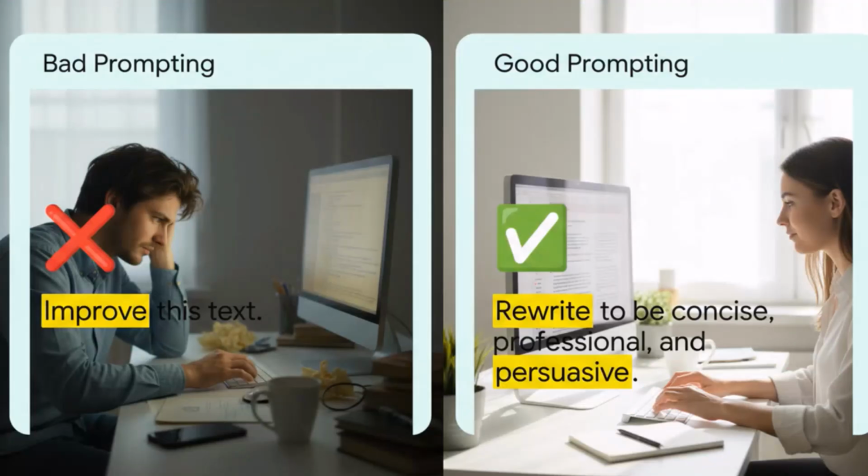Now, this right here is absolutely crucial. Notice the difference between a weak prompt and a highly effective one. On the left side, we've got "improve this text." I mean, it's pretty vague, right? The AI has to completely guess what improve actually means to you. But look at the right side. "Rewrite the following paragraph to be more concise, professional, and persuasive while maintaining the original meaning." That is highly specific. You are giving Gemini exact instructions on the tone, the length, and the ultimate goal.